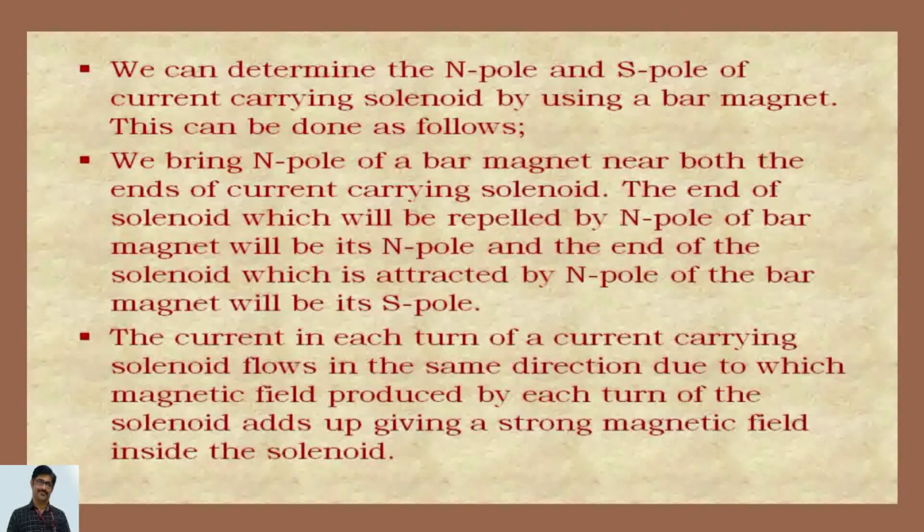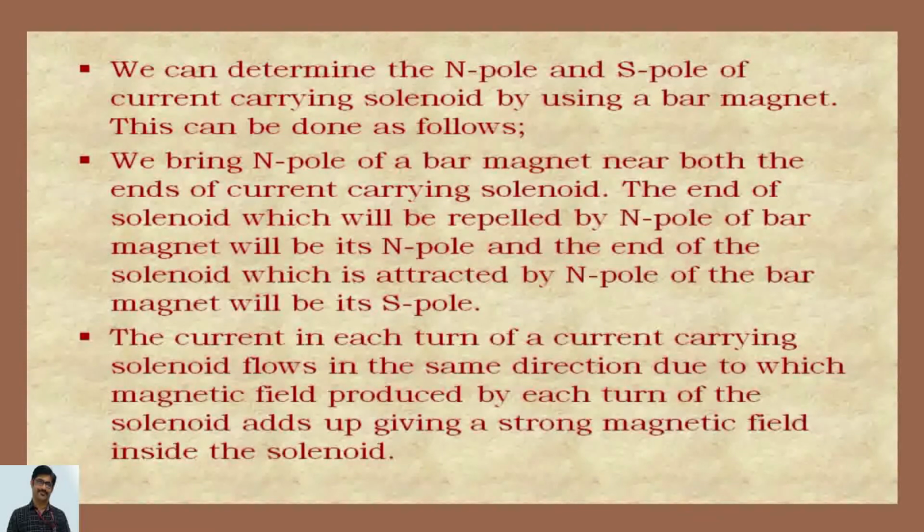So the current in each turn of the current carrying solenoid flows in the same direction, due to which the magnetic field produced by each turn of the solenoid adds up, giving us a strong magnetic field inside the solenoid. How is it strong? The current in each turn of the solenoid flows in the same direction, so the magnetic fields add up, giving rise to a strong magnetic field.